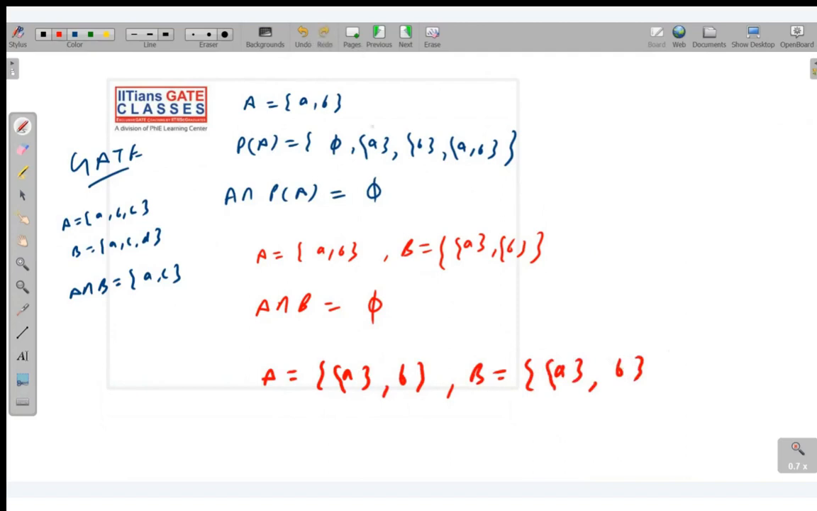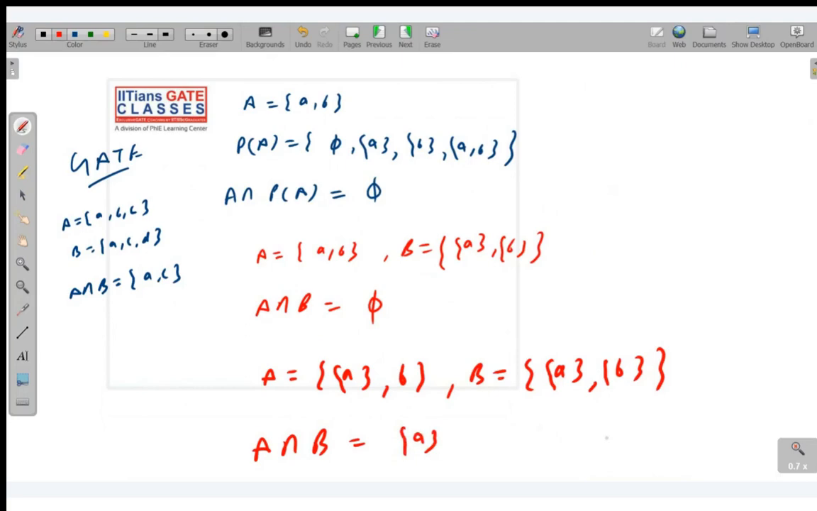I will apply brackets here also. Yeah, now it is a good question. So A is {A}, comma, B. B is {A, B}. So what should be the A intersection B? {A}. This is the answer.